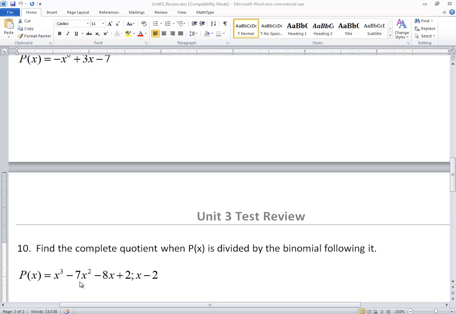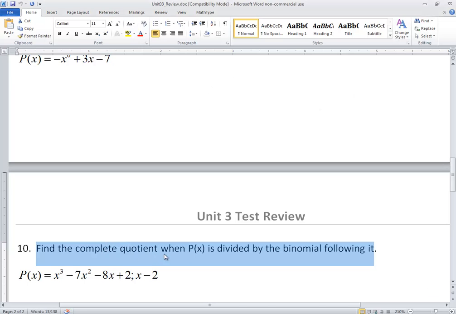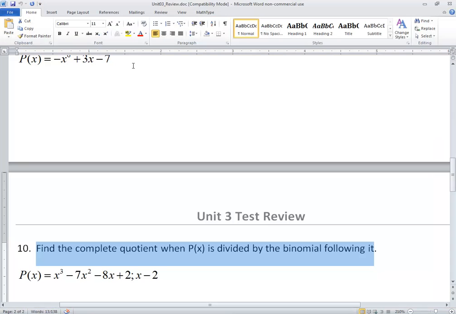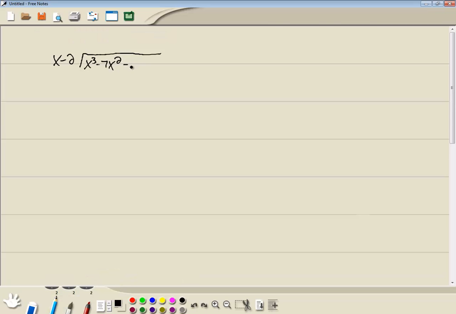Let's take a look at the next problem here. We want to find a complete quotient when p of x is divided by the binomial following it. So we got x minus 2, and then x to the third minus 7x squared minus 8x plus 2. Now we take a look at the first term of each, decide what to put up on top.